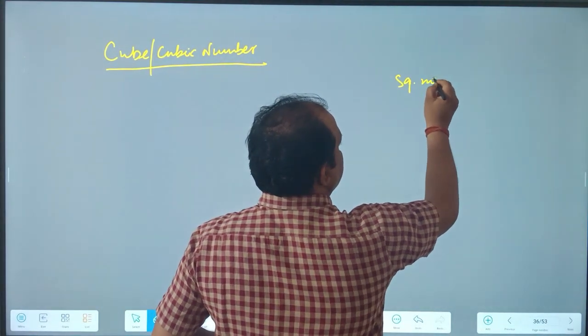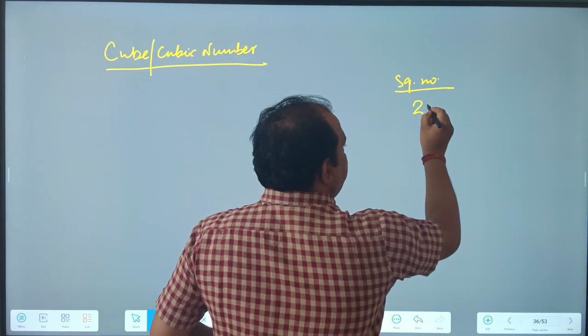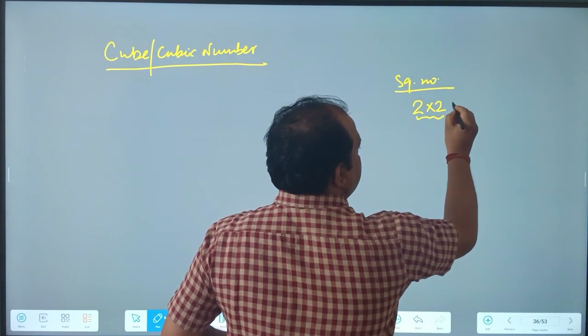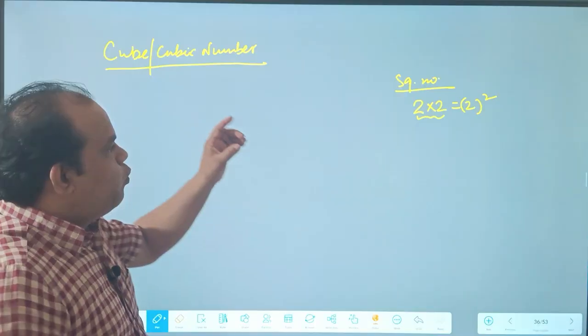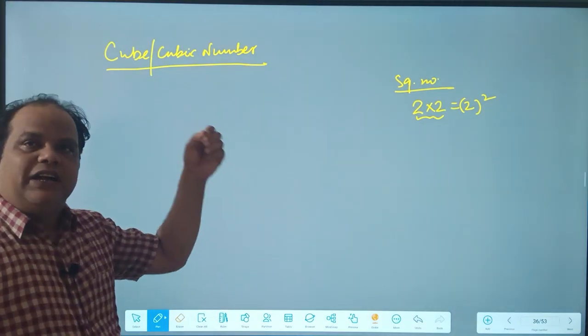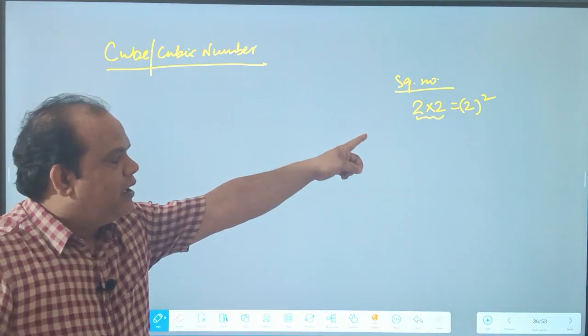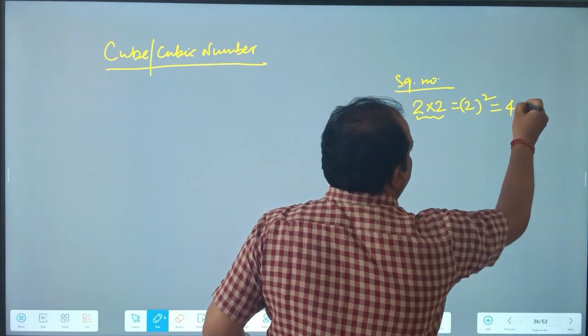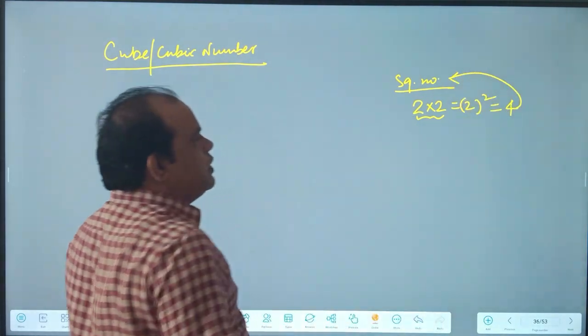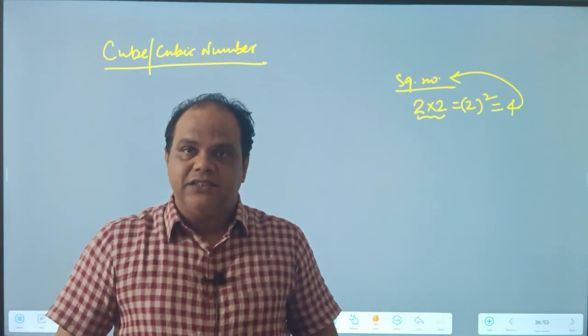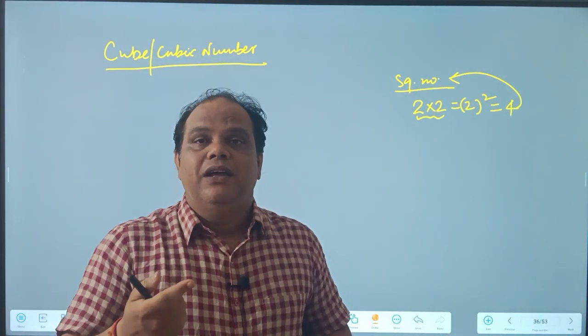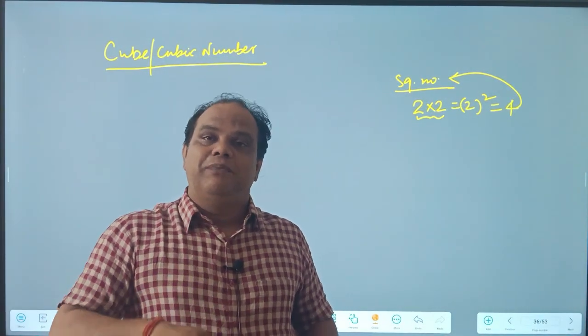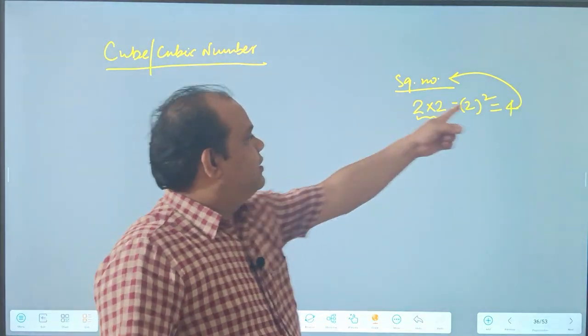Square number: a number multiplied by itself, this is called square. When a number is multiplied by itself, it is called a square number. So what will a square number be? This is our square number, 4, because 4 can be expressed in terms of a number, and if it gets multiplied by the same number, we get the value.